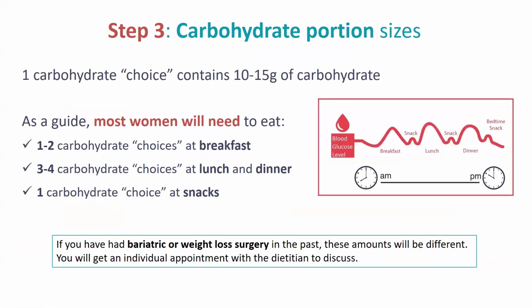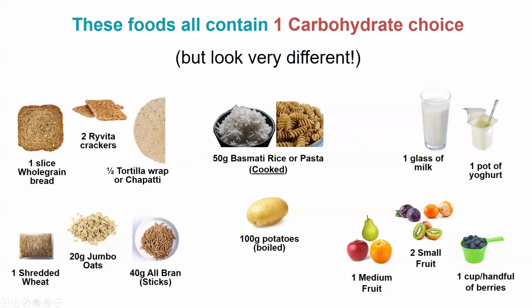Then if we go back to the slide before, if you think at breakfast time, the maximum you can have is 2 carbohydrate choices at breakfast. So that means you could have 1 slice of bread and a glass of milk. That would give you 2 carbohydrate choices. And then you could put your protein foods like egg and meat and cheese and nuts and salad along with your carbohydrate choices as well.